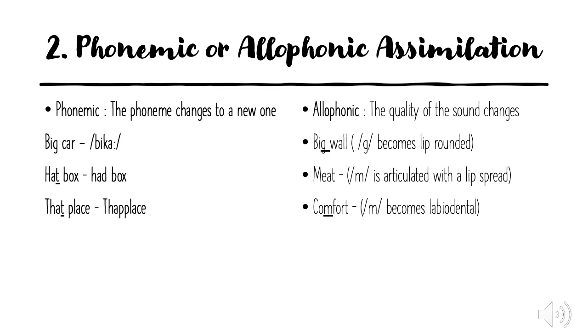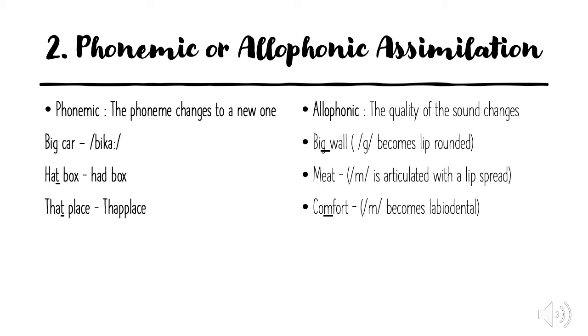The second major kind of assimilation involves phonemic and allophonic assimilation. Like the total and partial assimilation, you can study it under this head of phonemic or allophonic assimilation. In phonemic assimilation, the sound, the phoneme, would change entirely, whereas in allophonic assimilation, you don't have the sound changing entirely, but the quality of the sound changes. You have allophonic variations of the same sound.